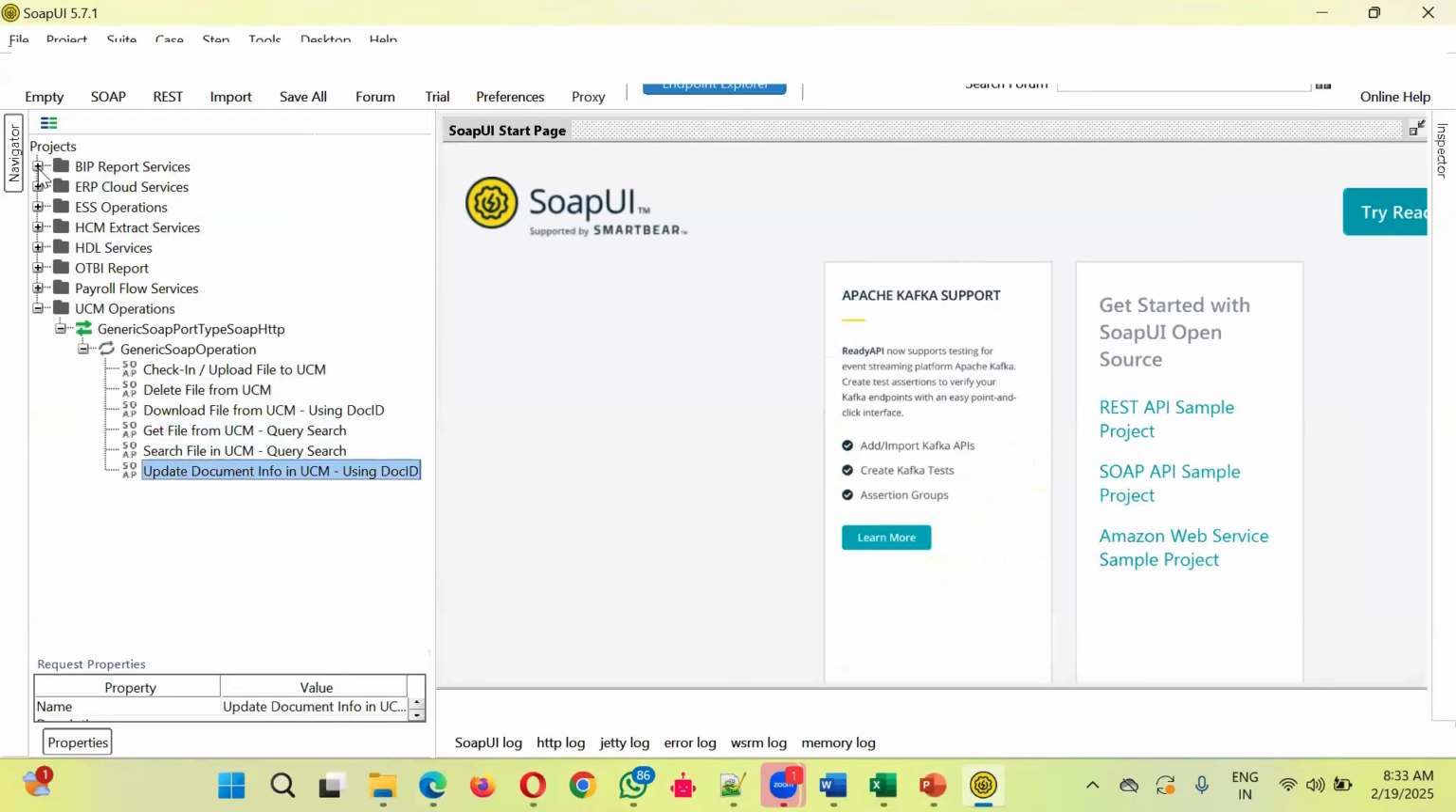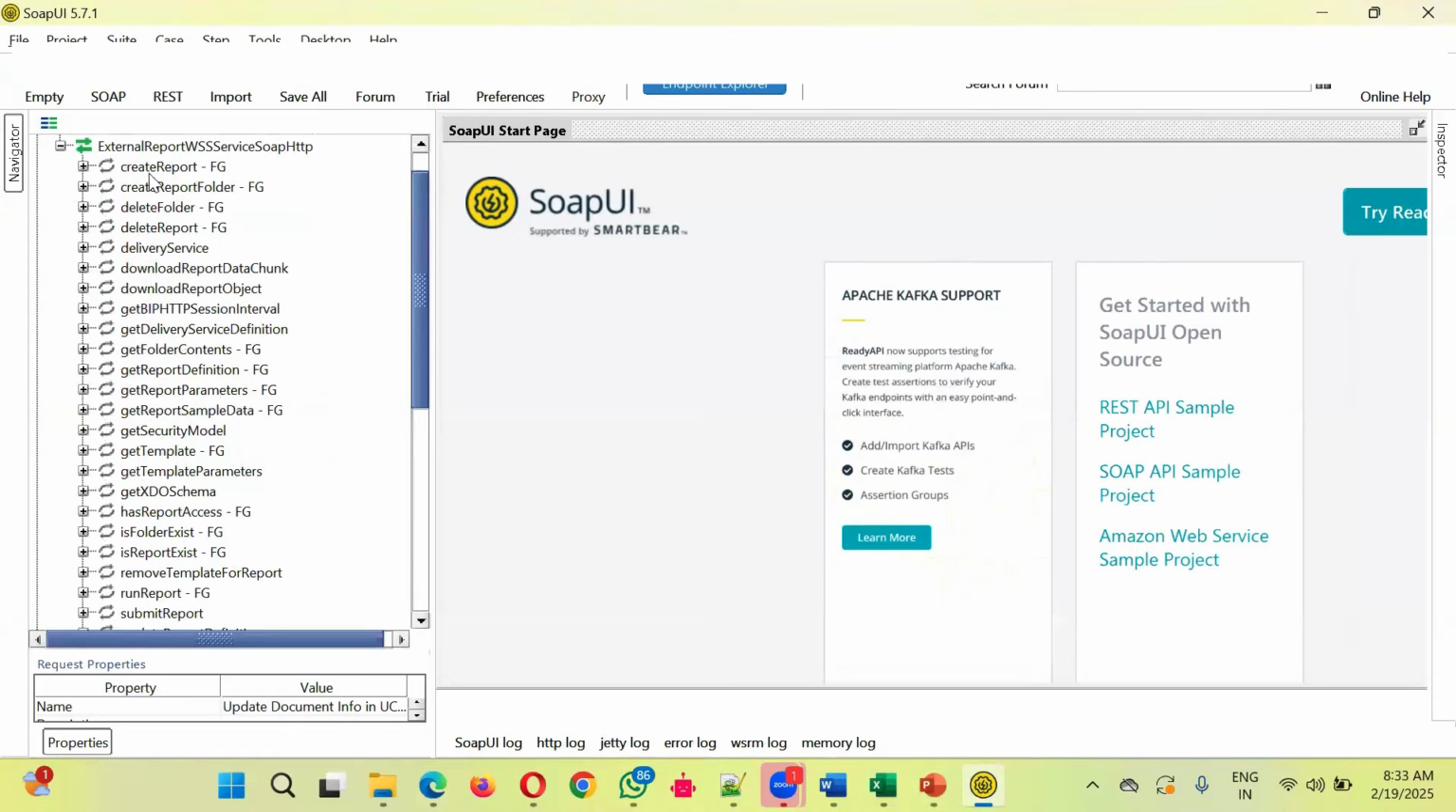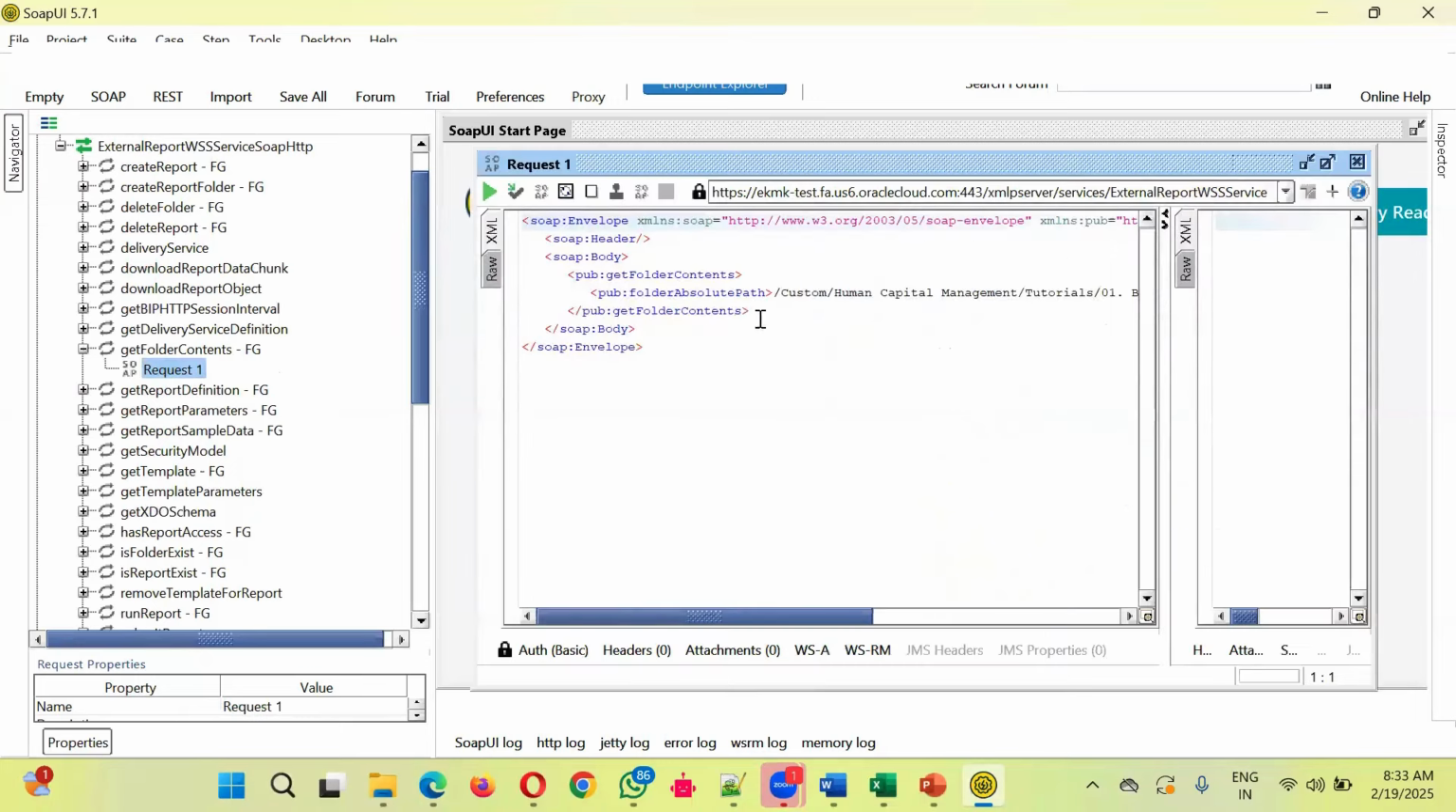Talking about BIP report services, guys. Whatever the components, different functions ending with FG, we have kept the samples ready for you. Suppose you want to check get folder content: in one BIP folder, what is the content of that folder? That is how you will be creating a request. We have kept this sample for you. You do not need to struggle and go to Google or something. Just refer to this sample in your practical real-time project, create a payload like this and change the value, and it will give you the details.